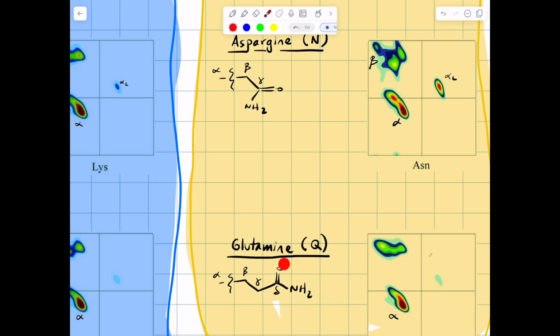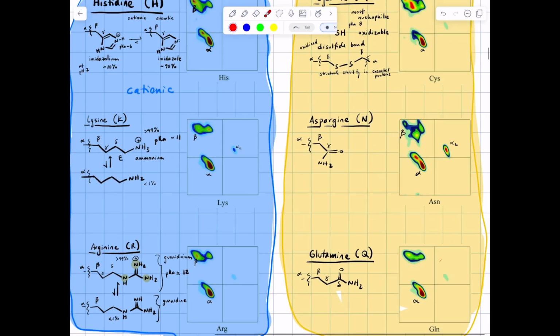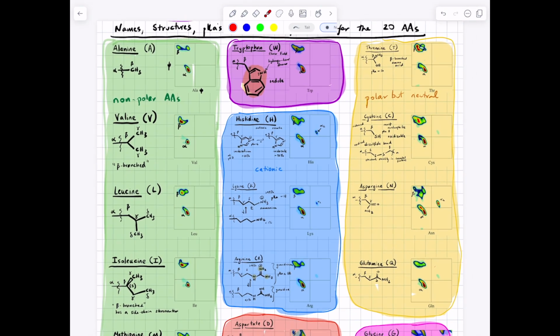The oxygen there is a hydrogen bond acceptor. The NH2 has 2 NH bonds that can participate in hydrogen bonding. That's true for both asparagine and glutamine. Okay?